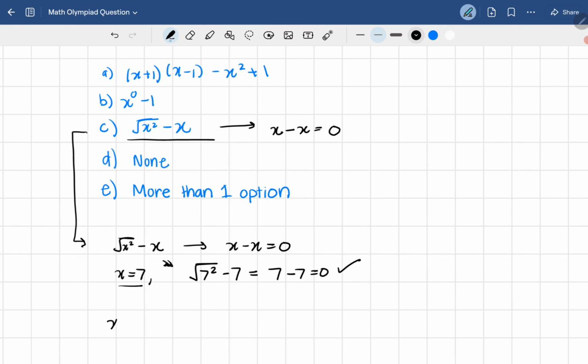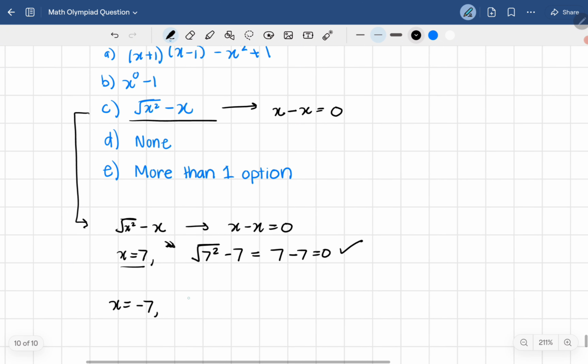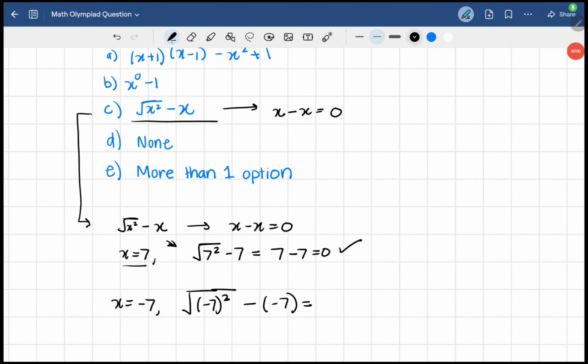Now let's try when x is equal to negative 7. So that means the square root of negative 7 squared. Remember, we're squaring the x value, which is negative 7, so I also square that negative sign, minus the x value, which is negative 7. Further solving this, we get the square root of 49 plus 7. The square root of 49 is 7. 7 plus 7 is 14, and that is not equal to 0.